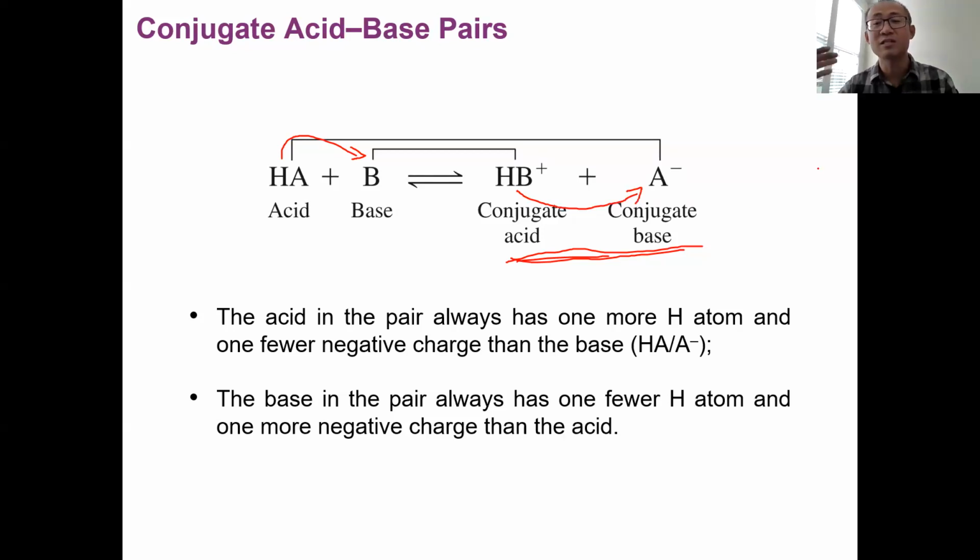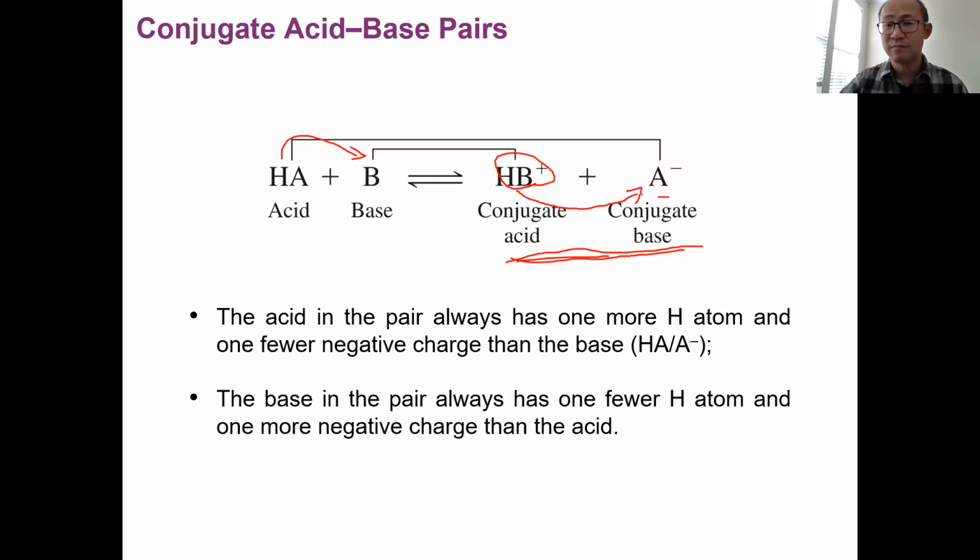From the BH plus to A minus, you need to transfer it back. That's the reverse reaction. But if you remember the definition of acid and base, if this BH plus can transfer a proton, can give a proton back to the A minus, then BH plus can also be called an acid, right? Because it has a proton to donate.